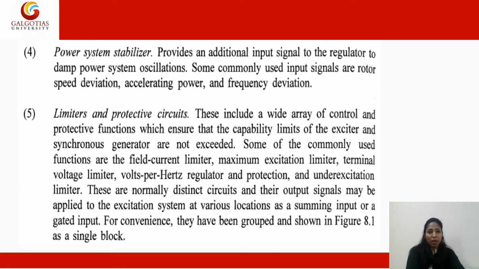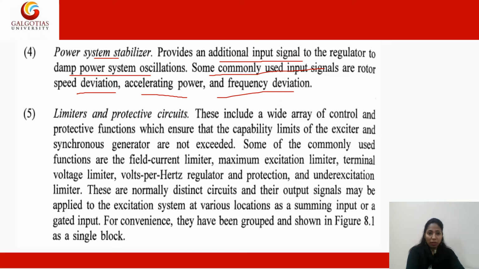Now the function of the power system stabilizer in the excitation system. It provides an additional input signal to the regulator to damp power system oscillations. Some commonly used input signals are rotor speed deviation, accelerating power and frequency deviation. So the stabilizer is basically used to damp out the oscillations in the system.